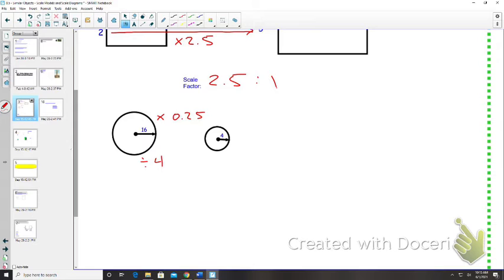So, are those two circles proportional to one another? Yes, they are. Good. And by what scale factor, Cody? 0.25. Okay, and if we want to write it as a ratio? 1 to 0.25. Good.